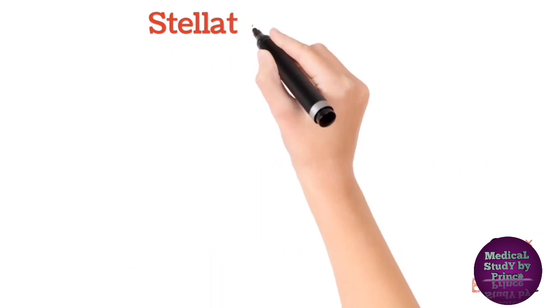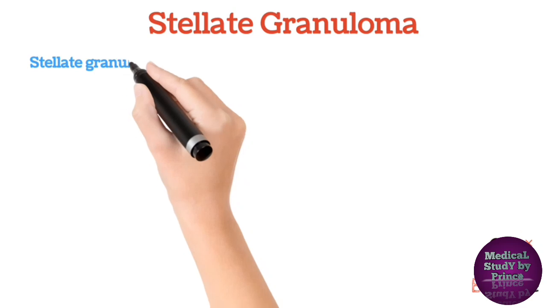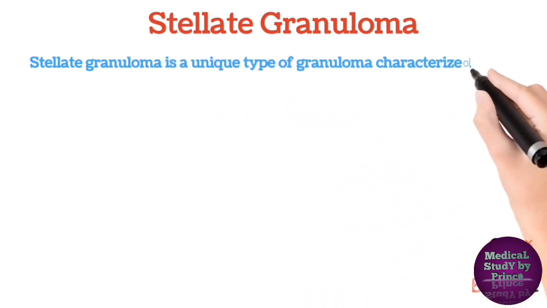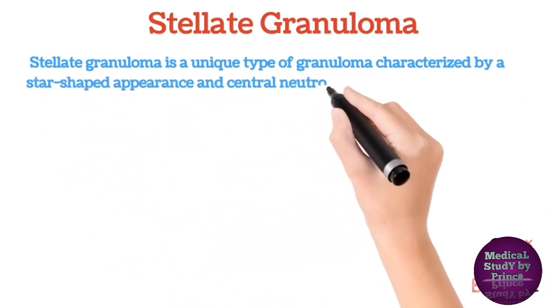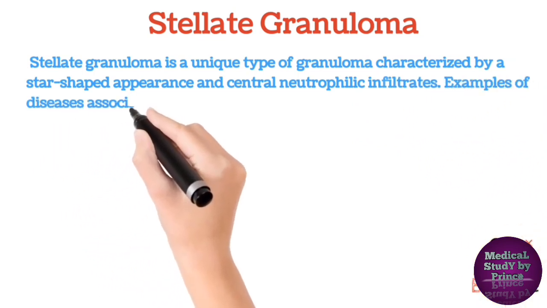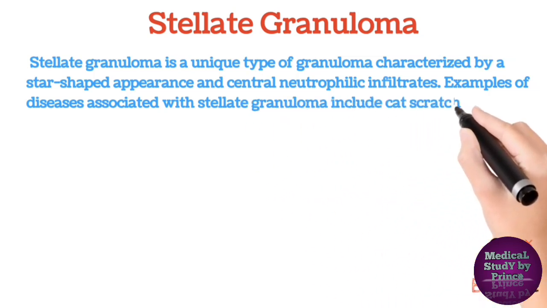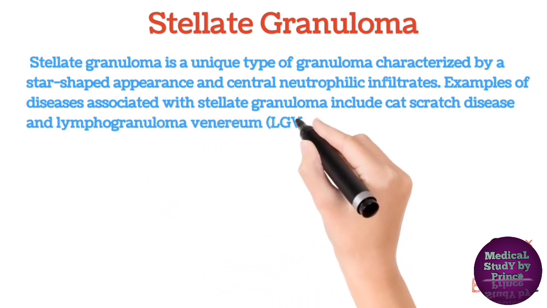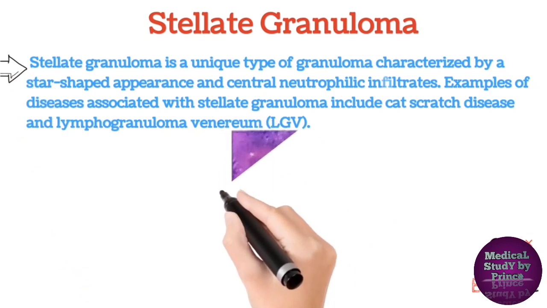Now, stellate granuloma. Stellate granuloma is a unique type of granuloma characterized by a star-shaped appearance and central neutrophilic infiltrates. Examples of diseases associated with stellate granuloma include cat scratch disease and lymphogranuloma venereum. You can see this diagram which shows a stellate granuloma.